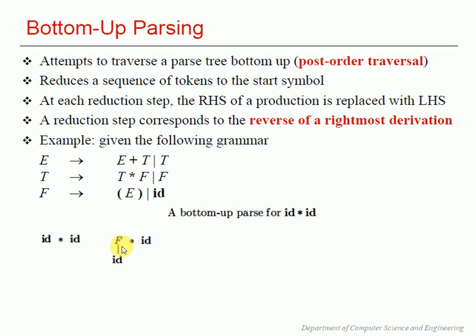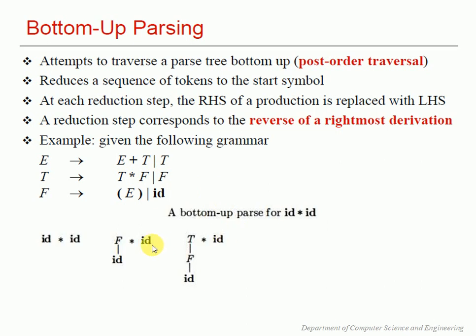Now you have to identify another substring. Now id star id has become F star id. So from F star id we need to identify a substring which forms the right hand side of a particular production in the grammar. So here you are identifying F as the substring. From this F star id, F is the substring that could be replaced with the left hand side of the T gives F production. Okay, so F will be replaced using T.